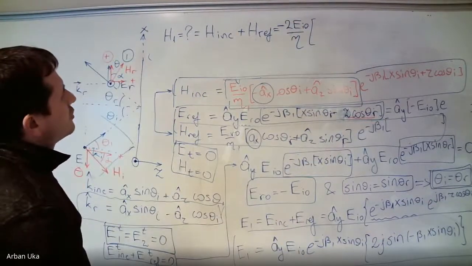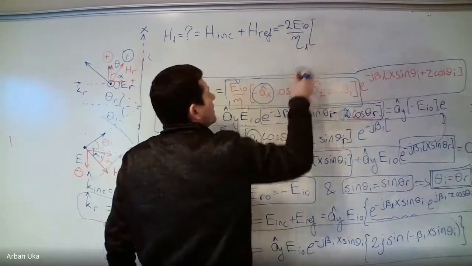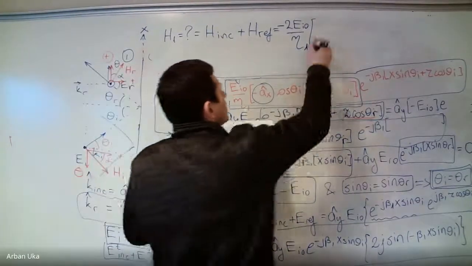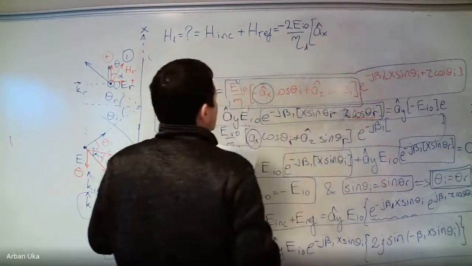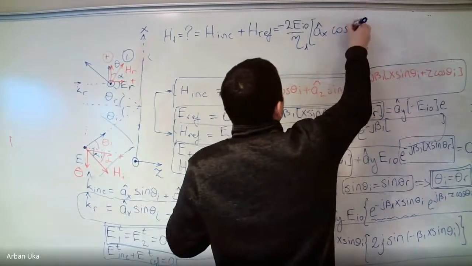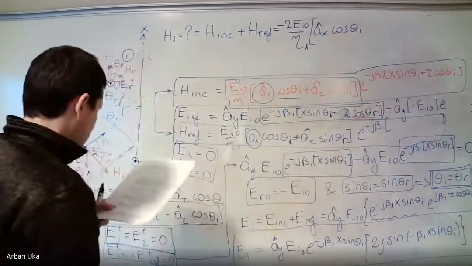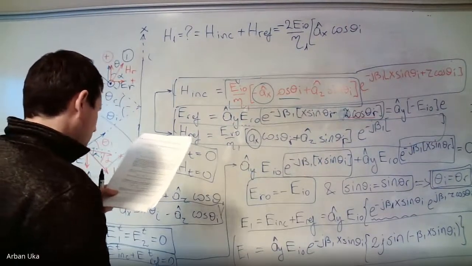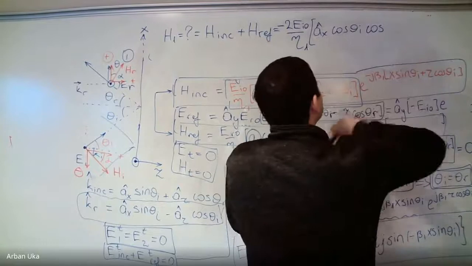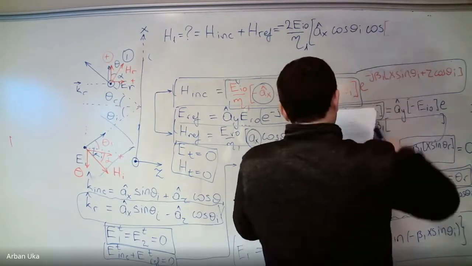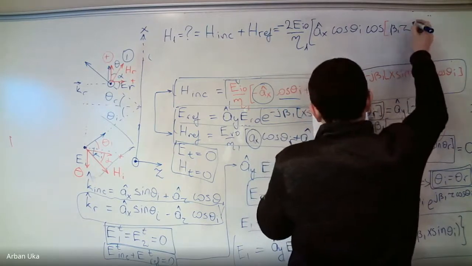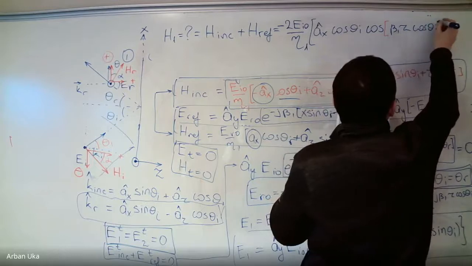So we have minus 2 EI divided by eta 1, the intrinsic impedance, multiplied by this AX term, which is preserved. We multiply this one with cosine theta I. So this term comes from there. And this is cosine theta I times, let's see what this is, cosine beta 1z, beta 1z cosine theta I.